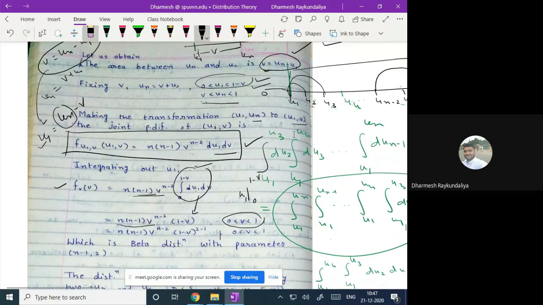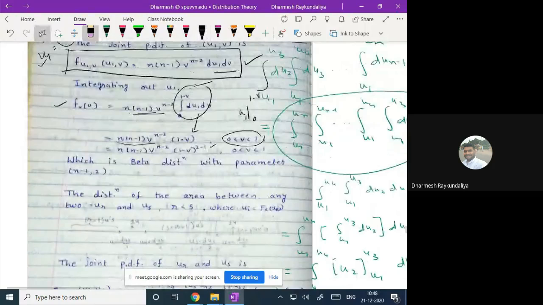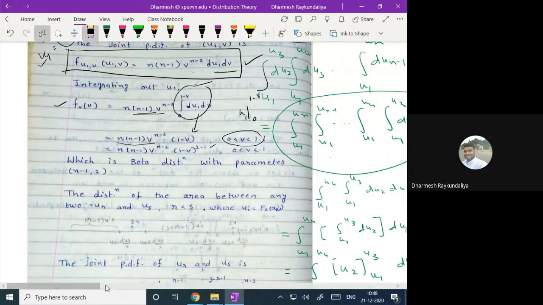Okay. Is that fine? Yes, sir. So if you are writing n into n minus 1 v raised to n minus 2, 1 minus v raised to power 1, I can write it as 2 minus 1. And if I am writing the 2 minus 1, it is nothing but a beta distribution with parameter n minus 1 and 2. So I will show you.